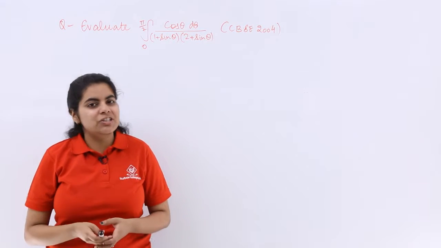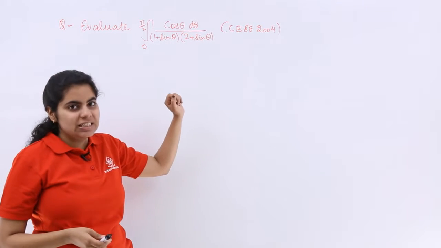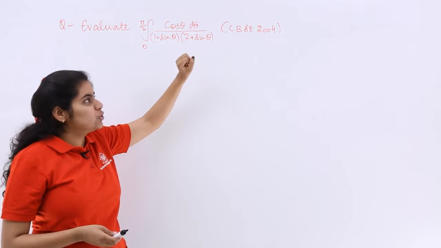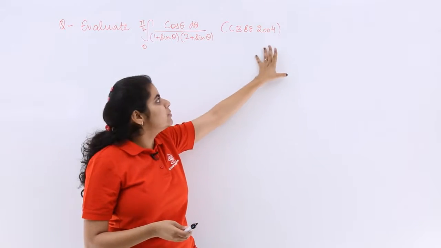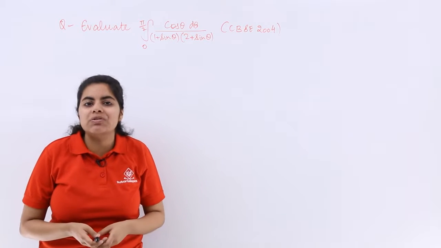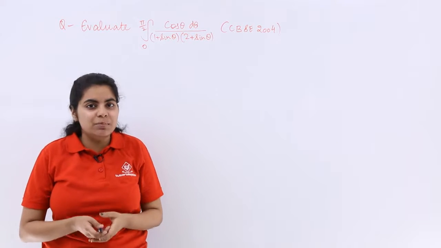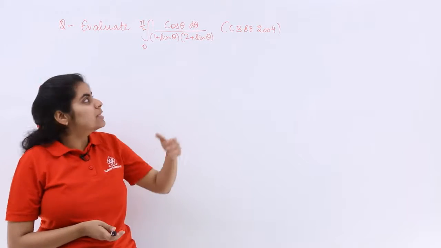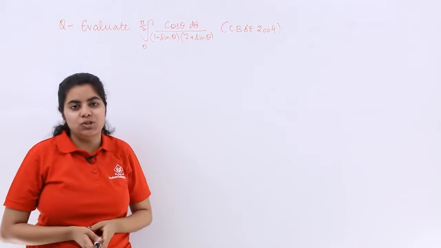Let's start with this question. Evaluate the integral of cos theta d theta upon (1 plus sin theta)(2 plus sin theta), asked in the CBSE previous year examination 2004. This question has limits, that is why it is a question of definite integration. The limits are from 0 to pi by 2.